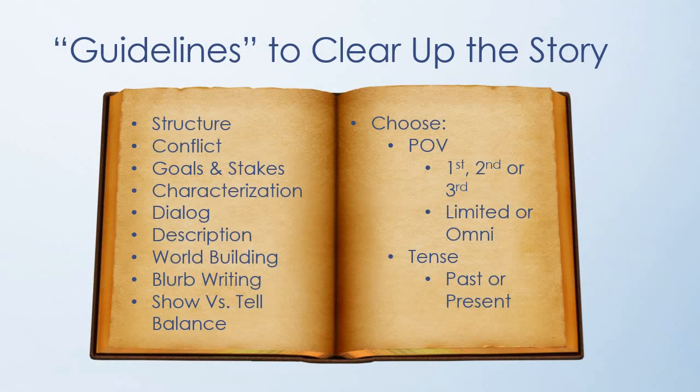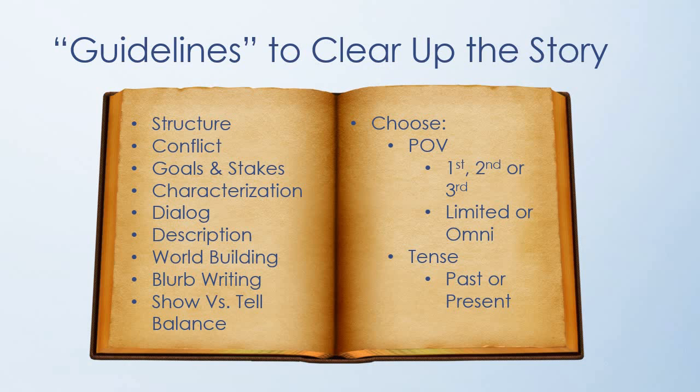So what type of guidelines are we looking for to clear up the story? Structure, conflict, goals and stakes, so what are they trying to accomplish and what happens if they fail? Or their characterization, dialogue, description: are we describing enough or are we going into purple prose? World building: are we blurb writing?